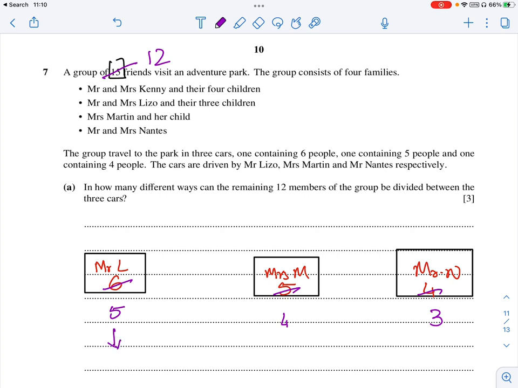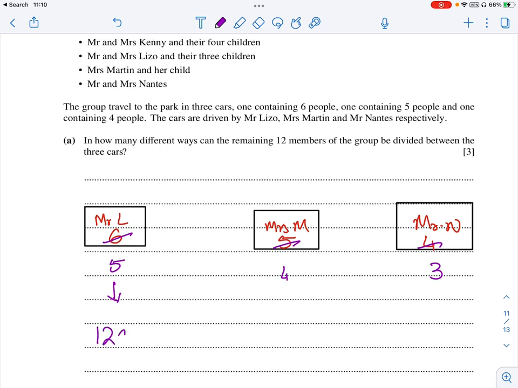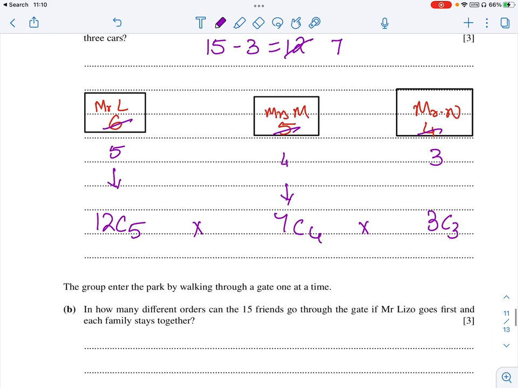So I have to select 5 people out of 12, 12C5. Out of 12, 15 minus 3 is 12. Then again 12 minus 5 is nothing but what? 7. So I have to choose 4 people out of 7. Then again 3 are left over, 3C3. Simplify that one, and it should get you the answer 27,720.